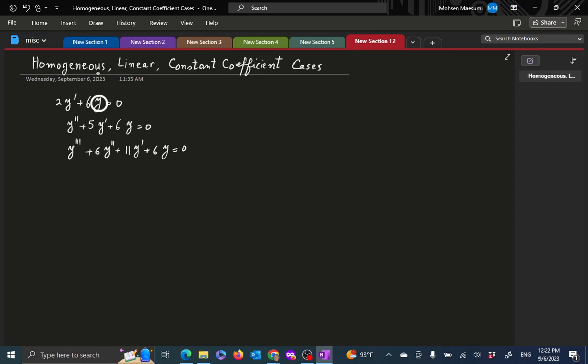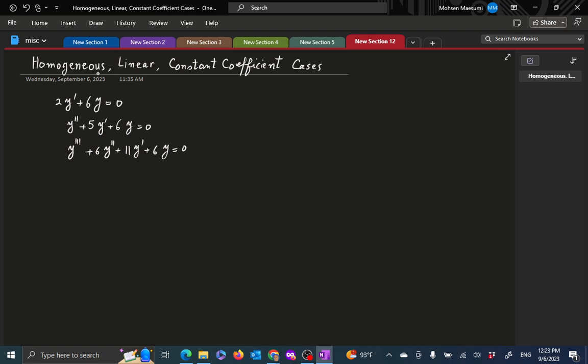Linear means your function that you're after and all of its derivatives just show up multiplied by some known quantities. Constant coefficient simply means that all those known quantities are just numbers. There is no functionality of time in them. Homogeneous simply means that when we have all of these terms on one side, the other side is just zero, as opposed to being some function of time.